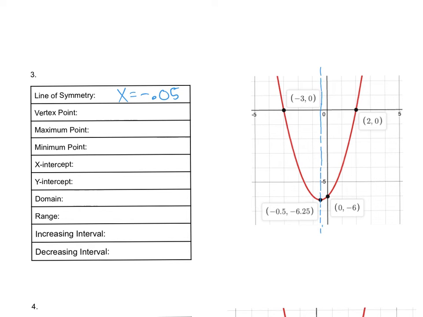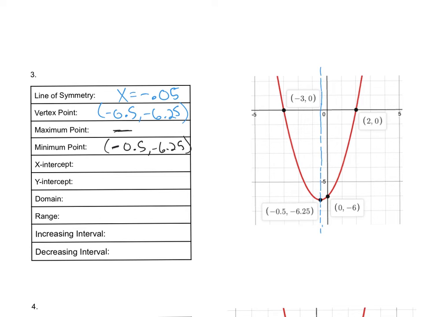That point is negative 0.5, negative 6.25. So in this case, our vertex is the point of inflection where the graph switches from going down to going up. So since we have this U shape, there is not going to be a maximum point for this graph, but there is going to be a minimum point, and that minimum point is that vertex point, negative 0.5, negative 6.25.